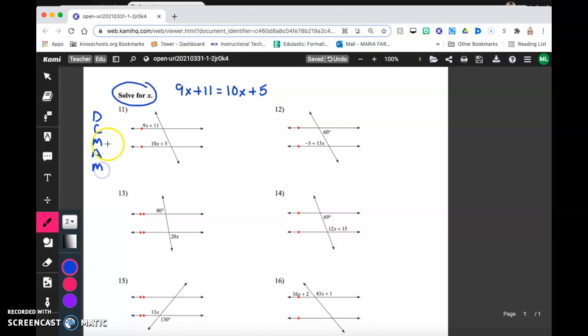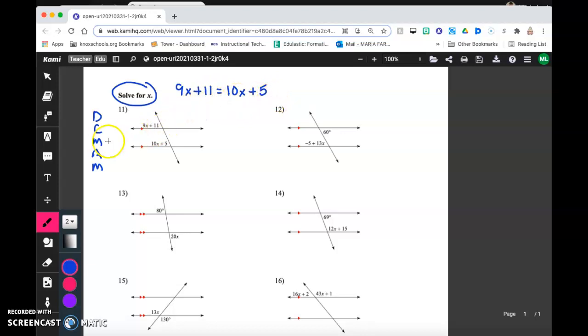And again, you're going to pull out the skill that we've done previously, go through each of those steps to figure out, do I need to do that here to solve for x? D is distribute, and I don't have any parentheses, so I'm not going to do that step. C would be to combine like terms on just one side of the equal sign, and 9x and 11 are not the same type of term, so you can't combine those. 10x and 5 are not the same type of term, so we can't combine those either.